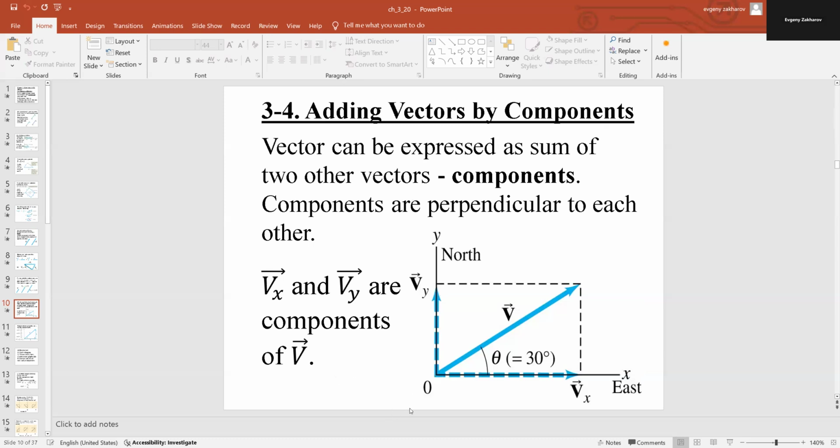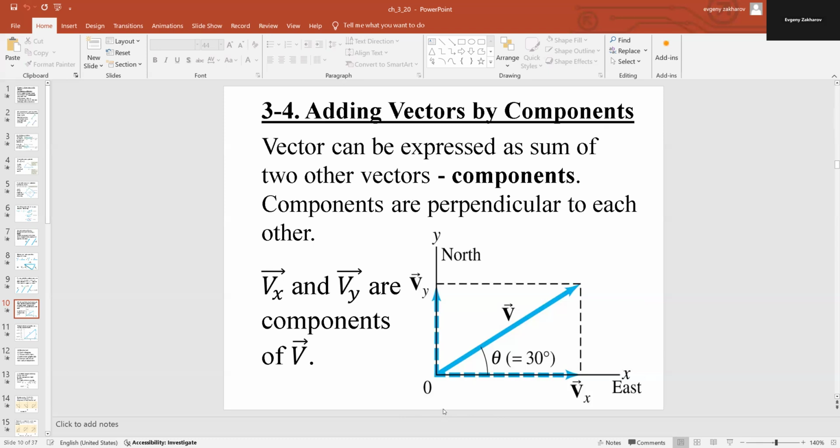If your vector is pointing in the third quadrant, then what? Well, then you'll get a negative x component and negative y component, because both components would be pointing against your positive direction for motion. And for the fourth quadrant, if the vector points in the fourth quadrant, then what? X is positive, but y is negative.